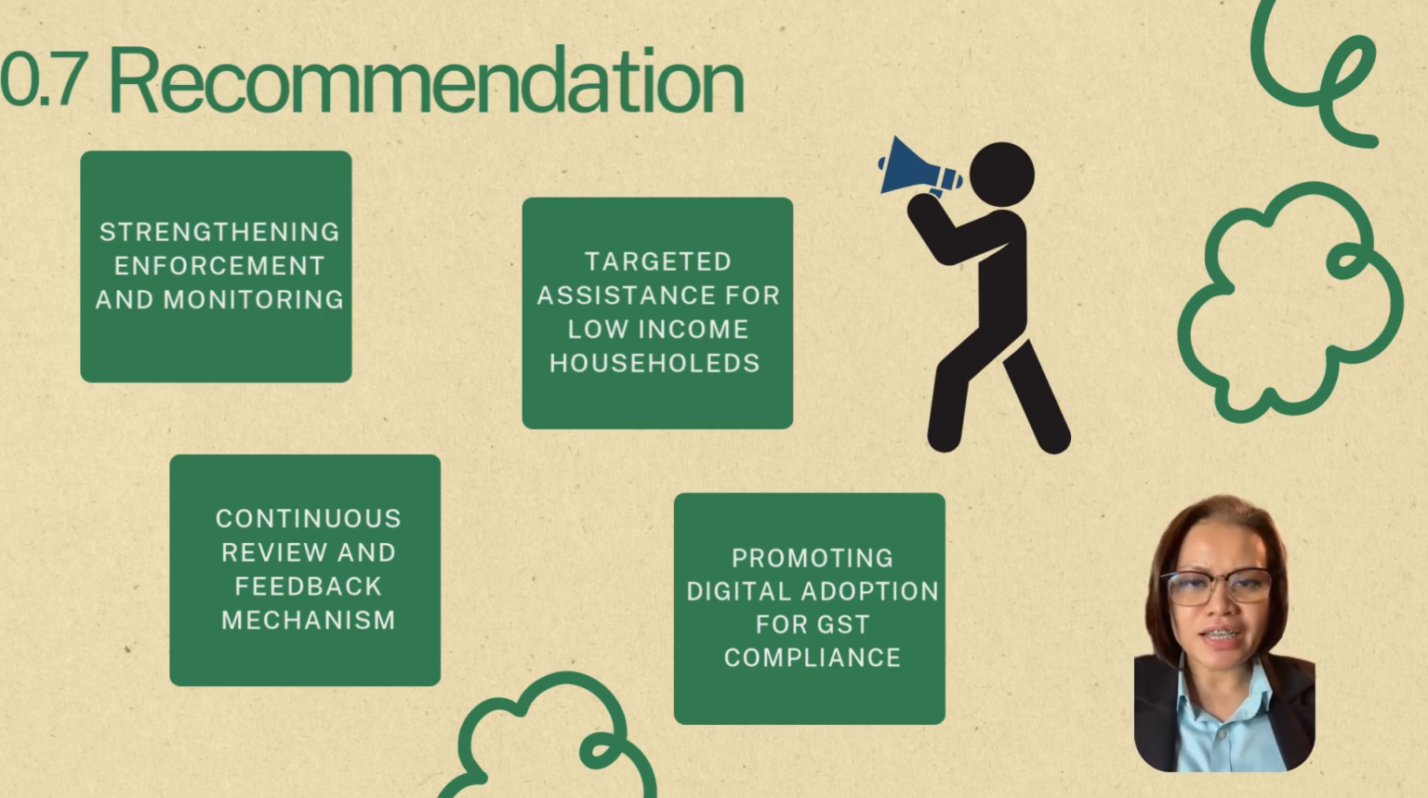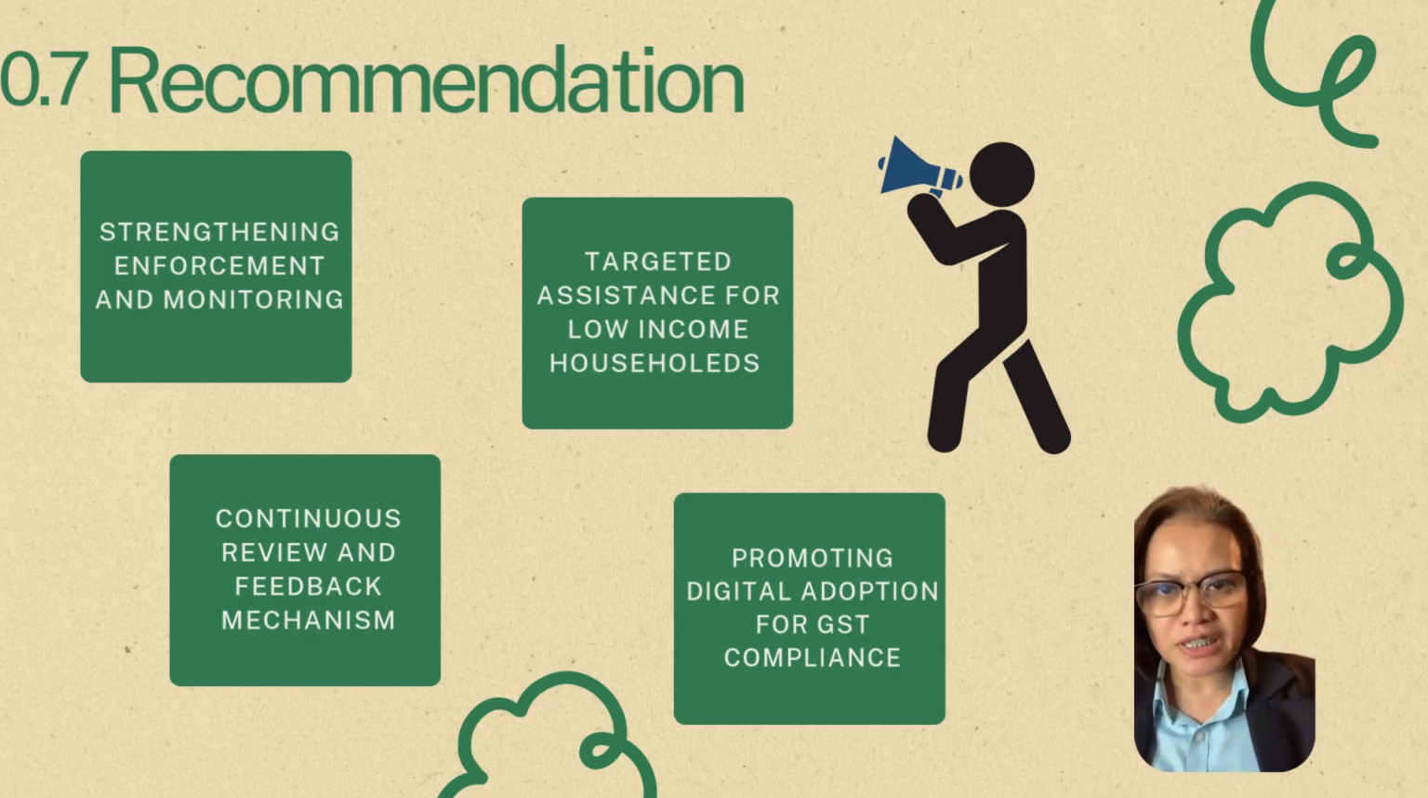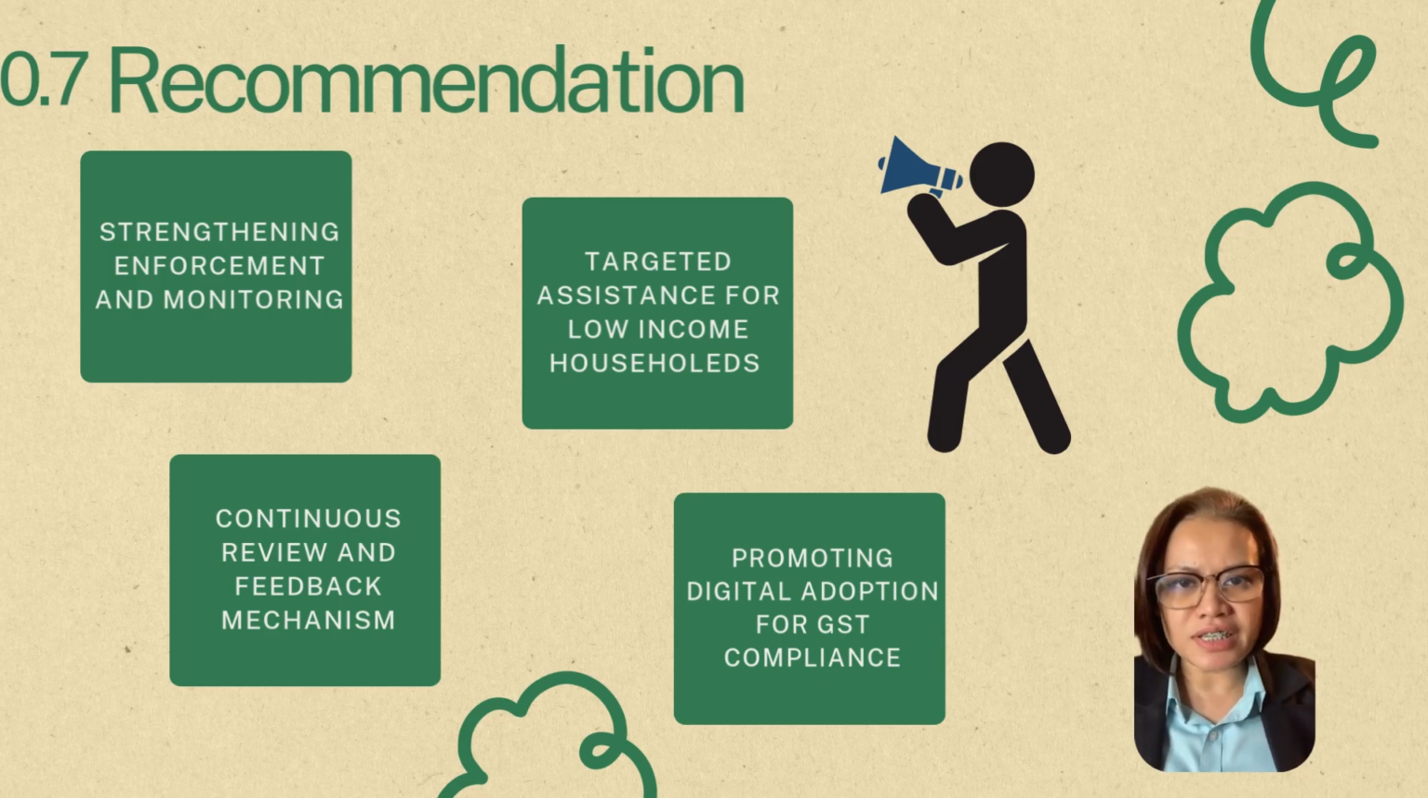Number 6, targeted assistance for low-income households. To address GST's regressive nature, the government can offer targeted support such as cash transfers or subsidies for essential goods. This ensures that GST does not worsen inequality while supporting vulnerable groups.